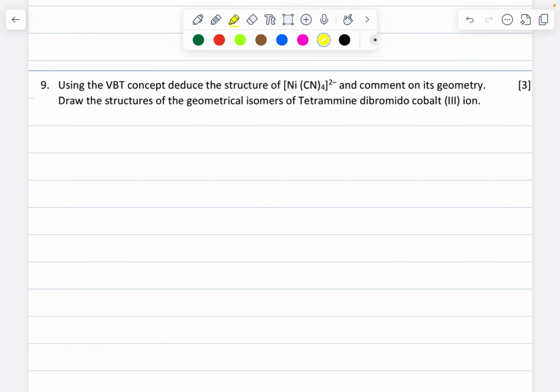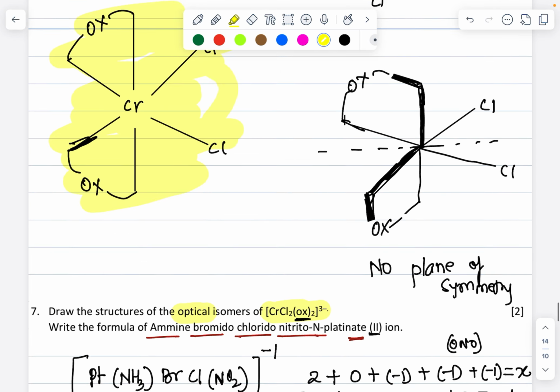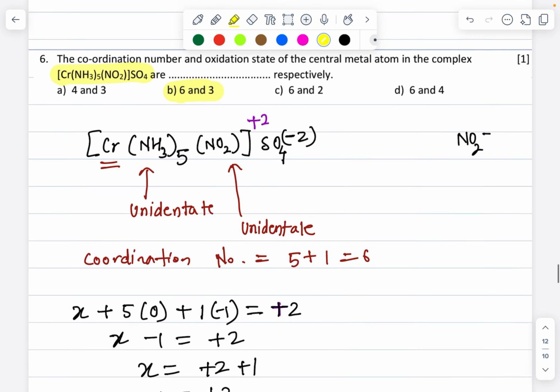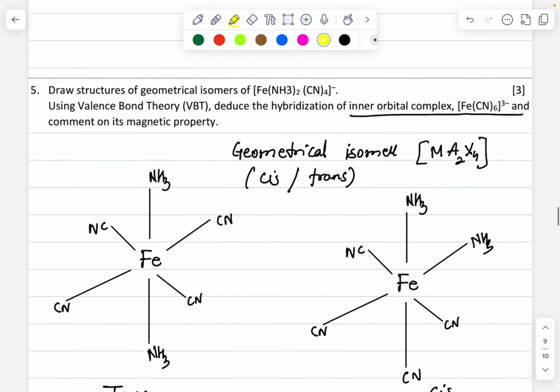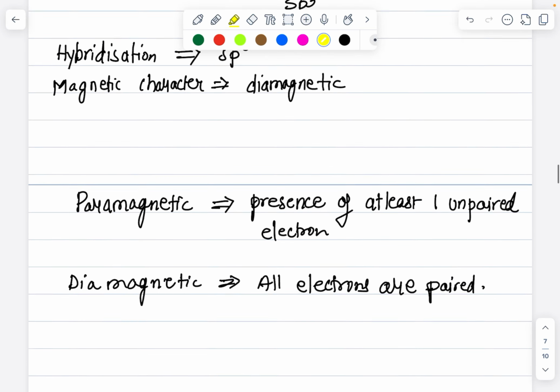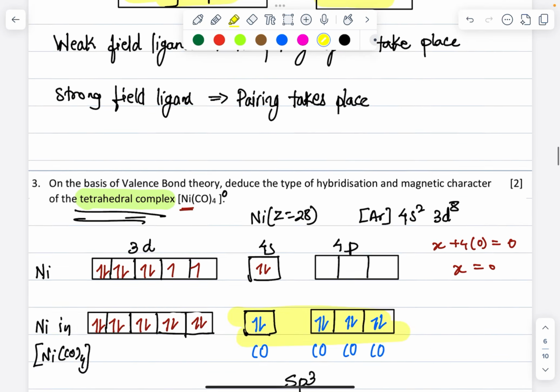Using valence bond theory, deduce the structure of nickel CN4 2 minus. Coordination number is 4. Have I done any coordination number for CN4 2 minus? One minute, I'll just check. It is carbonyl, right?